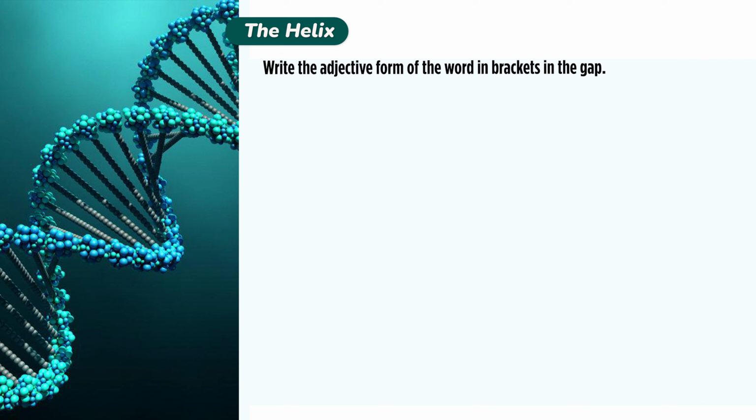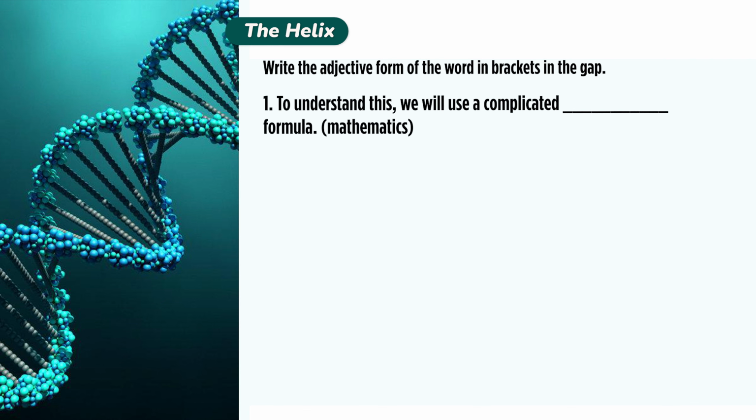Write the adjective form of the word in brackets in the gap. To understand this, we will use a complicated blank formula. Mathematics. The answer is mathematical.